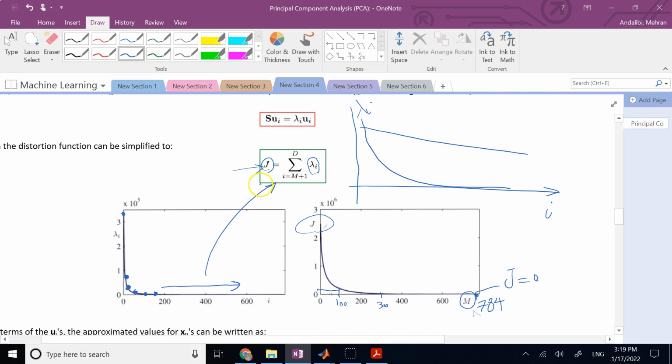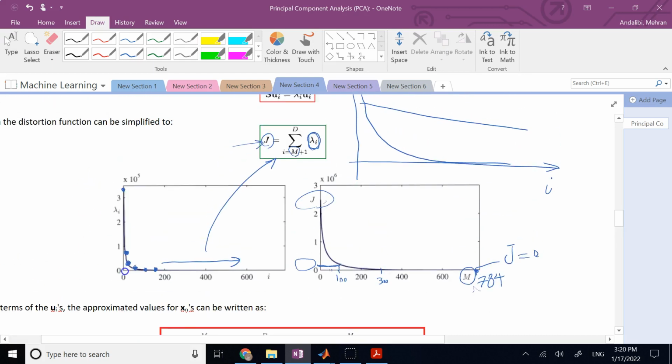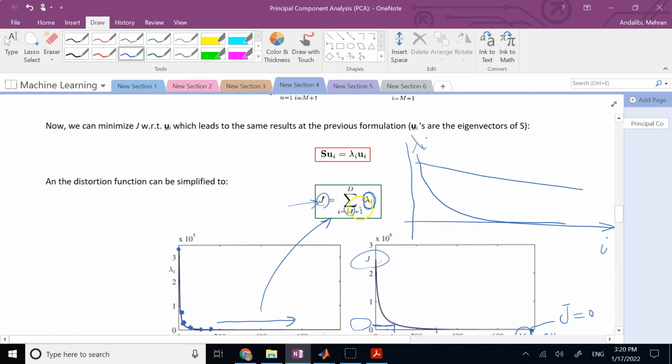If you do this summation, do you have to recalculate this? No, because you already calculated the lambdas a single time. All you need is to recalculate this summation depending on how many numbers you are choosing, and then do this J versus M plot, right? Once you do this J versus M plot, then depending on how much distortion you can tolerate in your system, or there is another way that I'm going to tell you, you can choose a good number for M, because that's the next big thing.